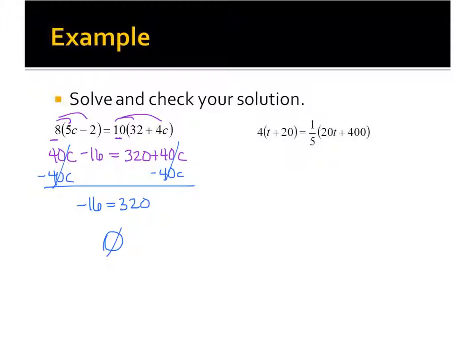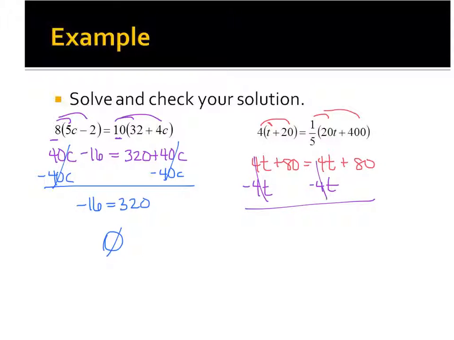Let's look at this other one here. Again, I'm going to distribute on both sides. So I'm going to have 4t plus 80 equals, a fifth of 20 is 4, so 4t plus 80. Okay, you can't say anything if you still have a t in there or an x. So I need to move my t. Those cancel. I get 80 equals 80. That's a true statement, so my solution is all real numbers. What that means is I can put in any number I want in for t, and that will give me a true statement.